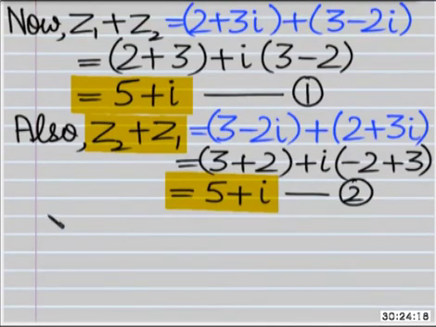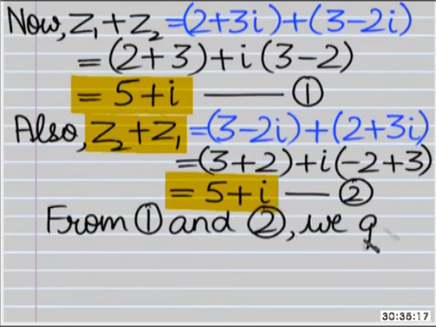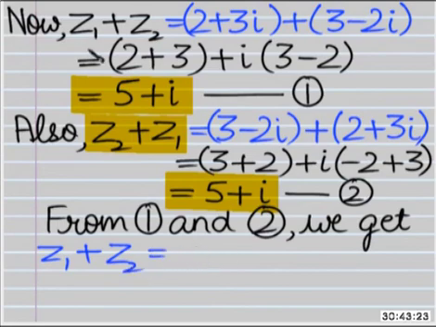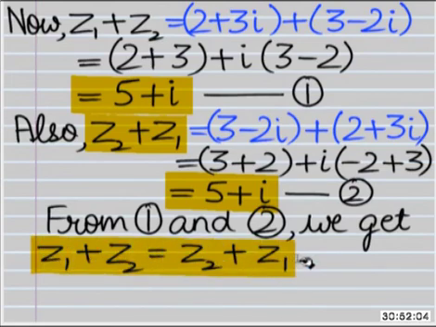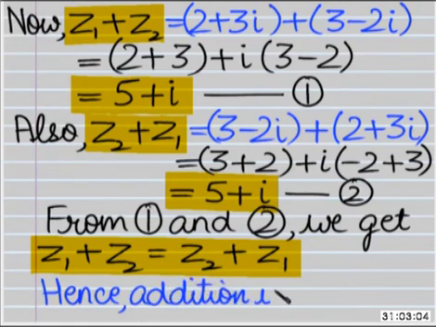So, from equation number 1 and equation number 2, we get z1 plus z2 is equal to z2 plus z1. Hence, addition is commutative.